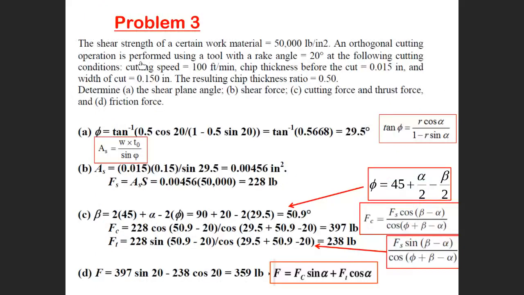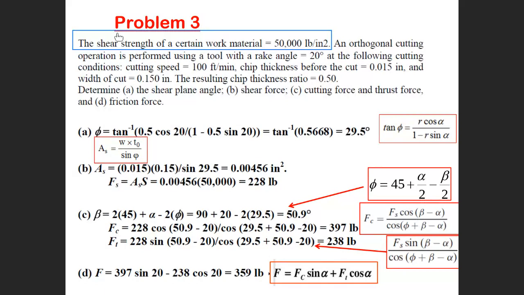Problem 3. The shear stress. Here is given the shear stress of a certain workpiece. Even without continuing to read, remember, if you are given shear stress, then you will obtain the shear force. They probably will not ask about the shear force, but maybe about the cutting force, and never just talk about shear. As long as the shear stress is given, the only way is to obtain the shear force first, and after that you can obtain the cutting force, tangential or thrust force, and so on.